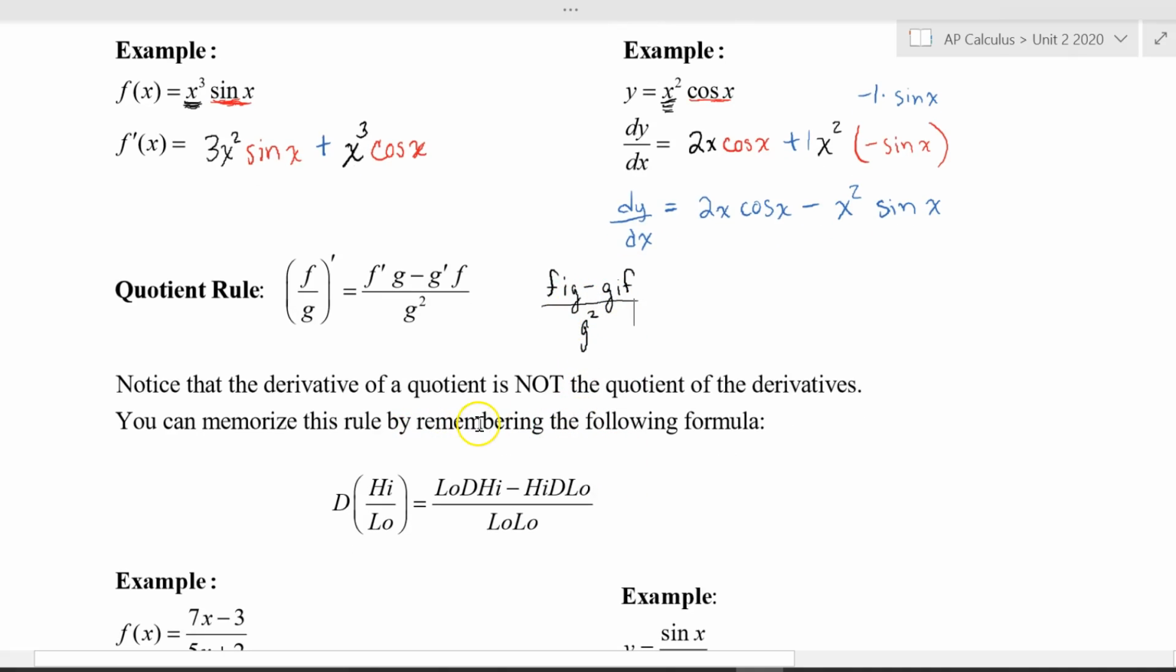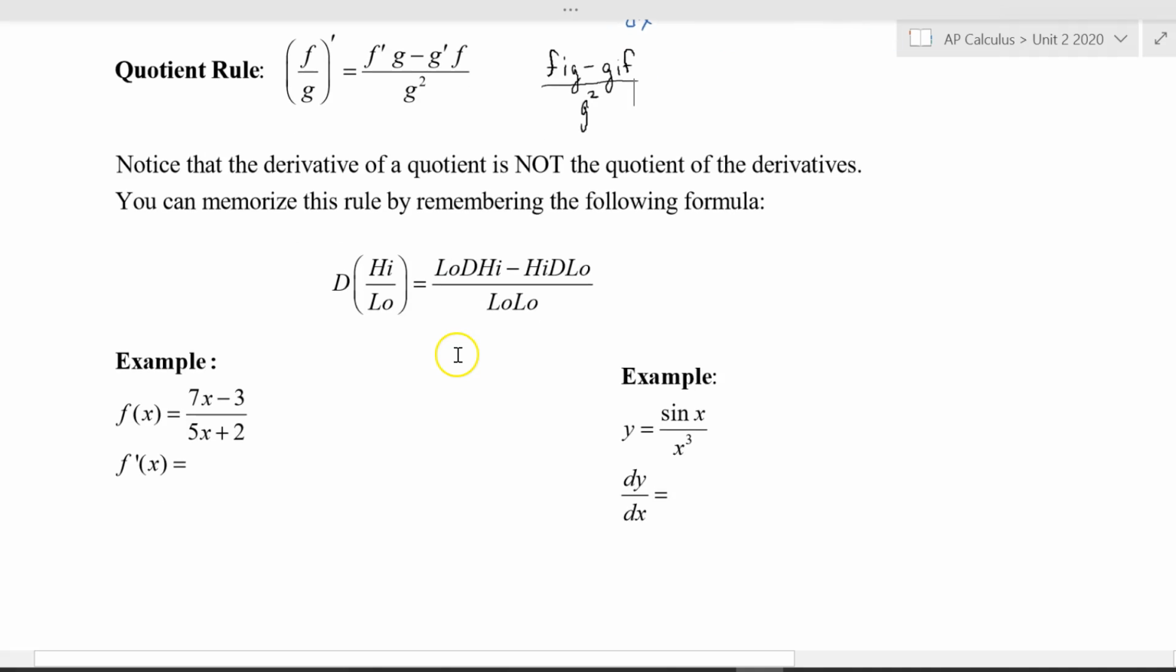Notice that the derivative of a quotient is not the quotient of the derivatives. You have to use this formula. Now, you can remember it this way, and this is the way it was taught to me. You can call the top one the high and the bottom one the low, and it would be low d high minus high d low over low low. So low would be g, and d high means the derivative of the top one.